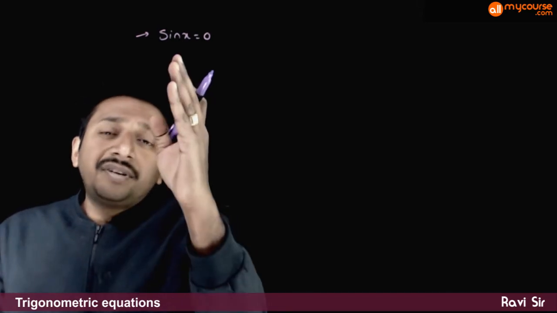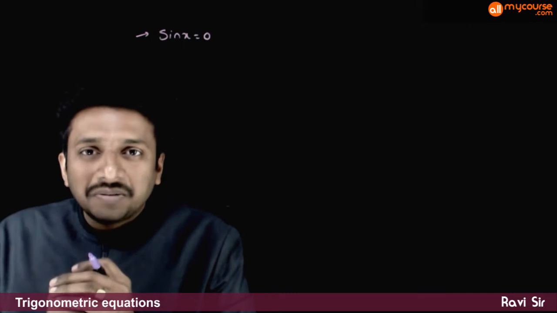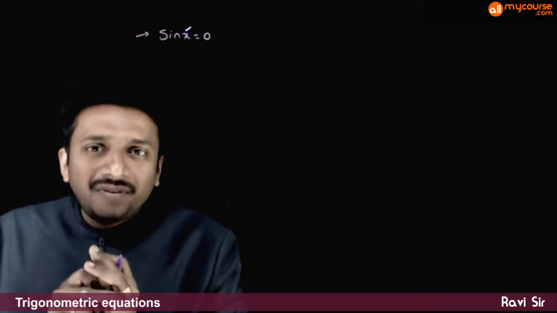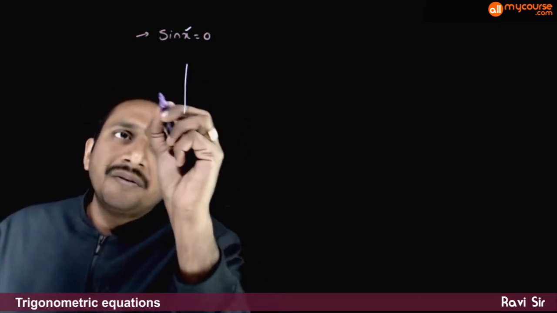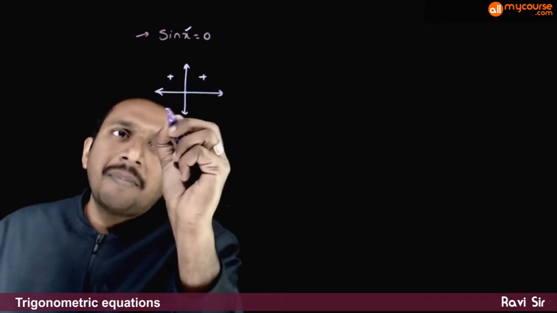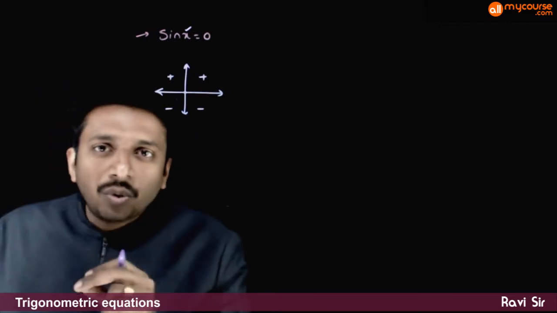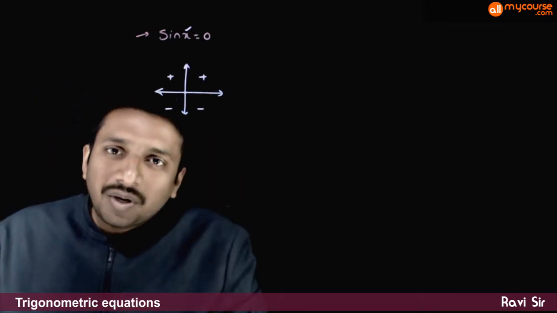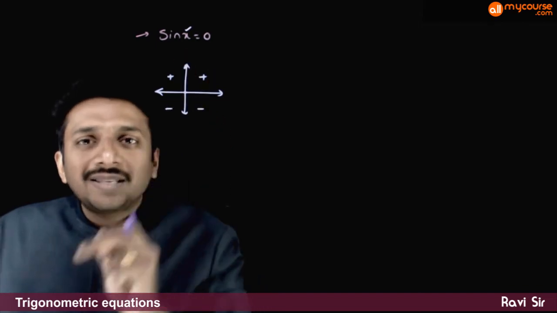So if you have the trigonometric equation sin x is equal to 0, it's a very simple trigonometric equation. I want the values of those angles for which sin is equal to 0. If you draw the quadrant diagram for sin, it looks like plus, plus, minus and minus. That is, the sin values are positive in the first two quadrants, negative in the next two quadrants. So for what positions of the ray will sin x be equal to 0?